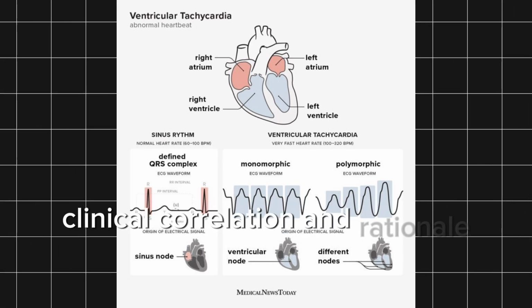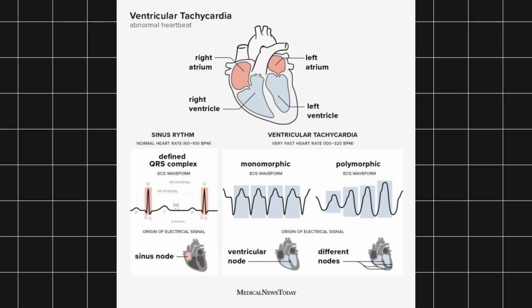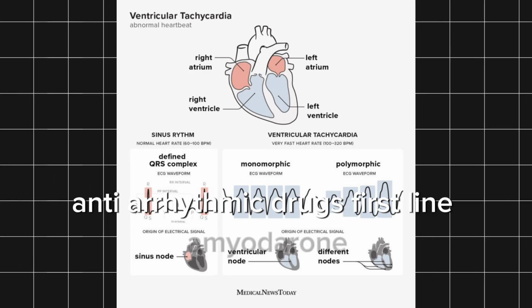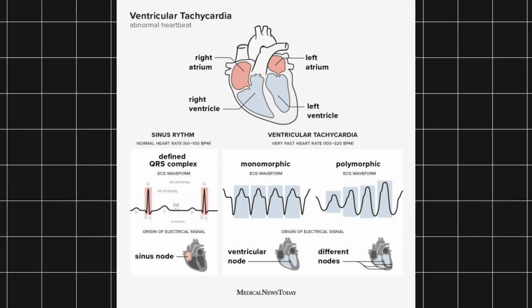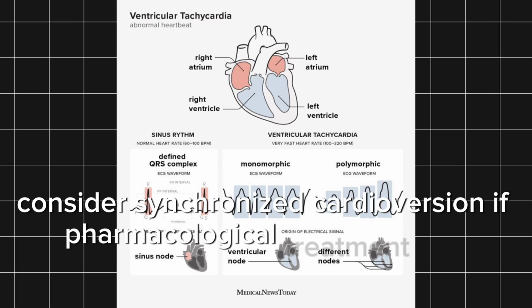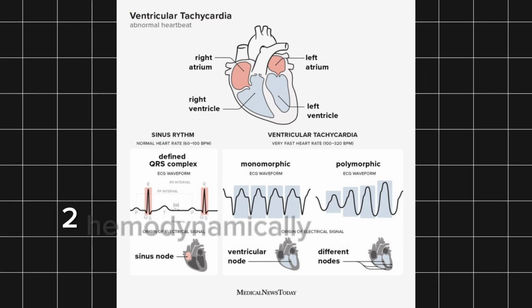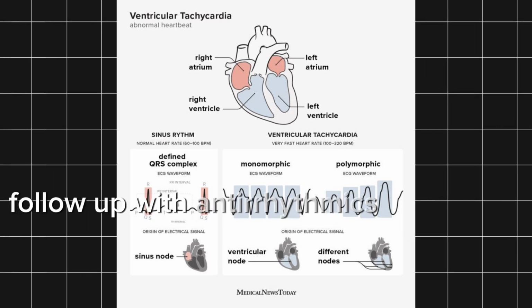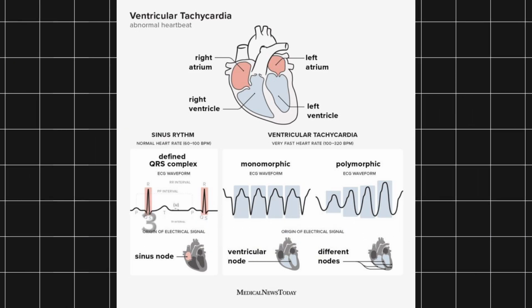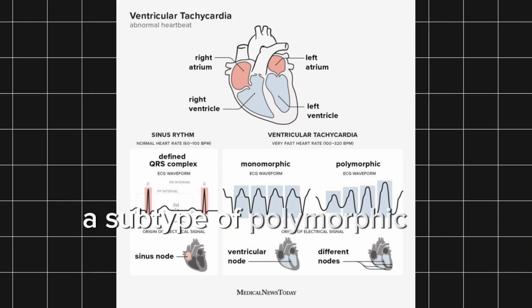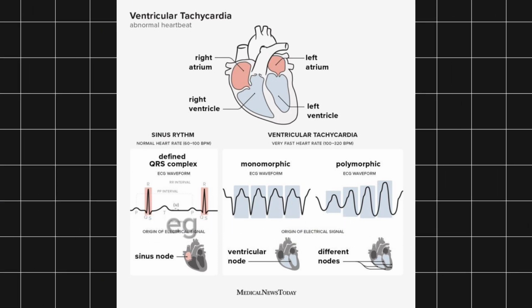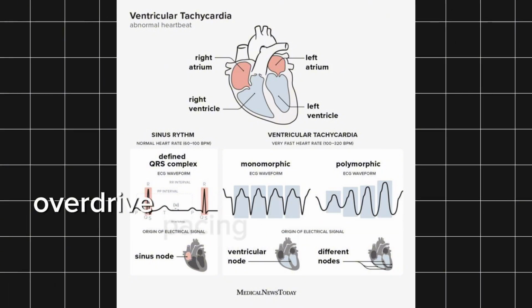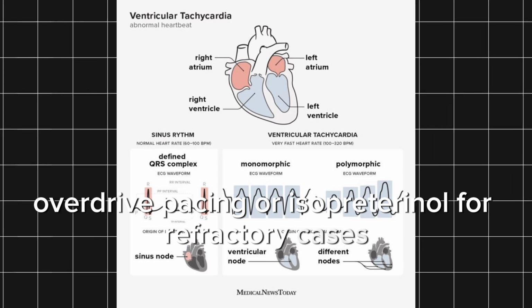Clinical correlation and rationale. Acute management of VT. 1. Hemodynamically stable VT: antiarrhythmic drugs. First line: amiodarone, procainamide, or lidocaine. Consider synchronized cardioversion if pharmacologic treatment fails. 2. Hemodynamically unstable VT: immediate synchronized cardioversion. Follow up with antiarrhythmics to prevent recurrence. 3. Torsades de Pointes, a subtype of polymorphic VT: correct underlying causes, e.g. hypokalemia, hypomagnesemia, magnesium sulfate infusion, overdrive pacing or isoproterenol for refractory cases.